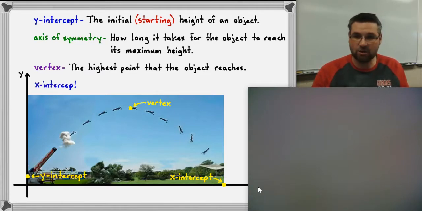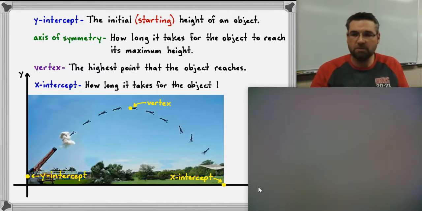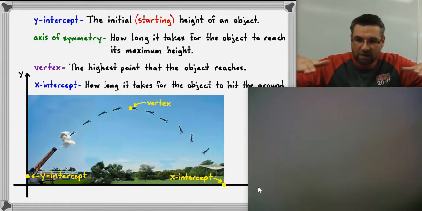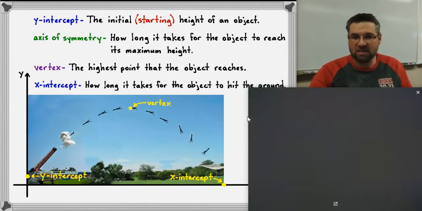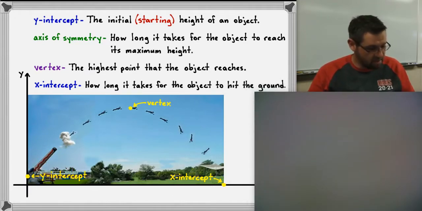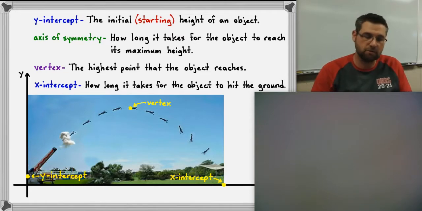That's the x-intercept. Now, we would say that the x-intercept is how long it takes for the object to hit the ground or hit the water or whatever that line represents. How long does it take the object to hit the ground? So in this case, maybe it took, I don't know, 120 feet. It traveled in the x direction 120 feet before it hit the ground. Or in some other context, it took 4 seconds or 5 seconds for the object to hit the ground, okay?